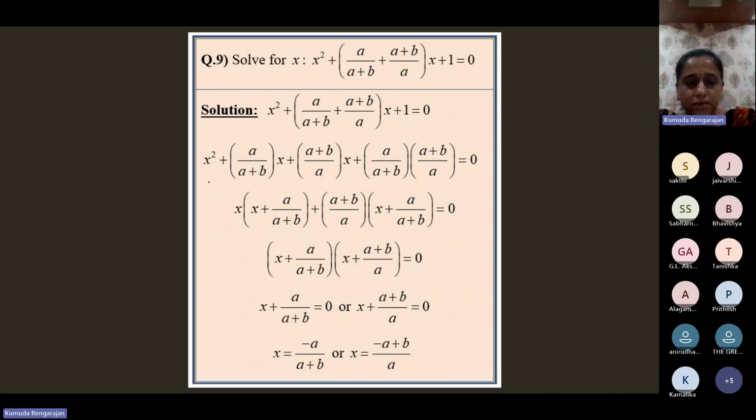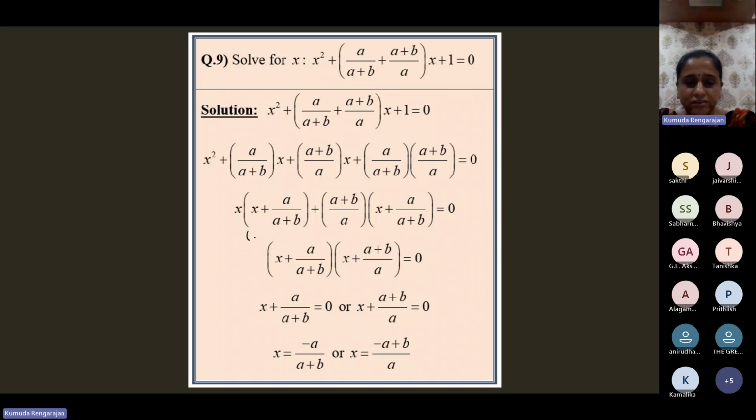Let me show you again. This is the x square term. This is an x term, and this is the constant. So we're grouping the first 2 terms. What's common? X is common. So you'll have x plus a by a plus b. Between the third and the fourth term, this is an x term. This is the constant. What is common? A plus b by a is common. So in the bracket, you will have x plus a by a plus b is equal to 0.